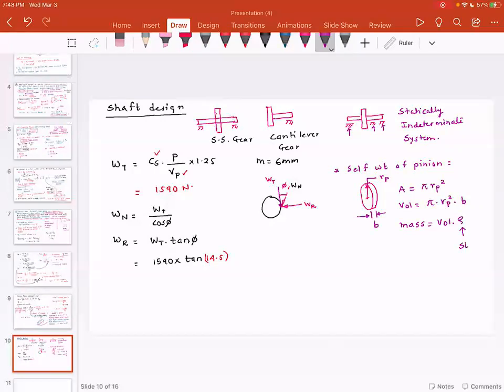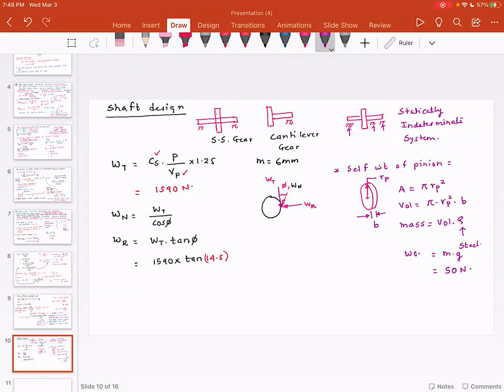So if this is steel, the density of the steel is going to give you mass, and weight is equal to mass times the gravitational acceleration. Once you perform these calculations, you should be able to get the weight of the pinion. My answer is the weight of the pinion is 50 newtons. This is an approximate way of determining the weight, but it works out quite well in actual practice. So now you have the value of WR.